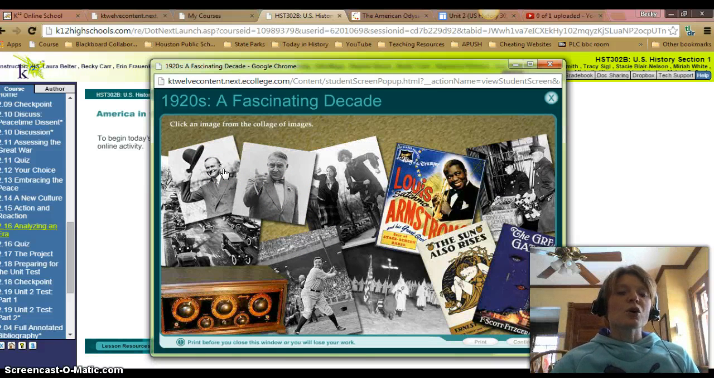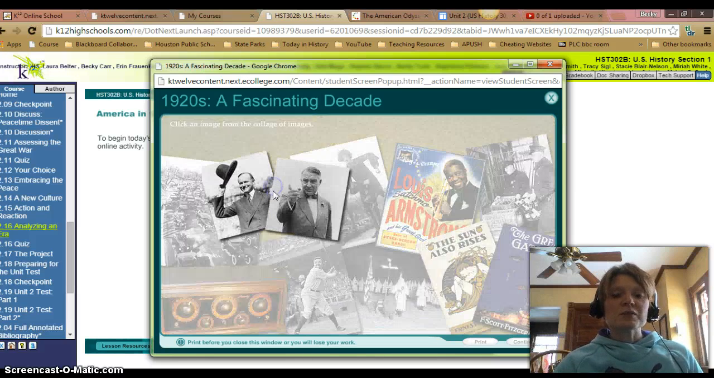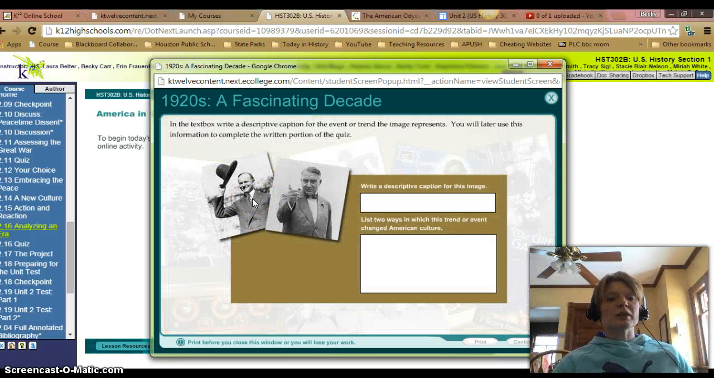decade. It says click an image from the collage of images. So let's start with this one here. President Coolidge there and Al Smith, one of the candidates for president. In the text box, write a descriptive caption for the event or trend the image represents. You will later use this information to complete the written portion of the quiz. Okay, so let's make a caption for this image.